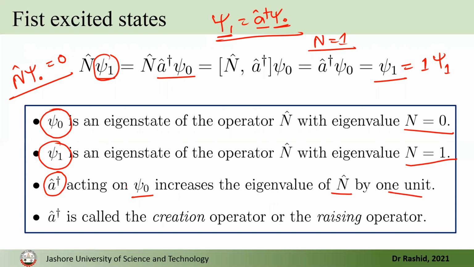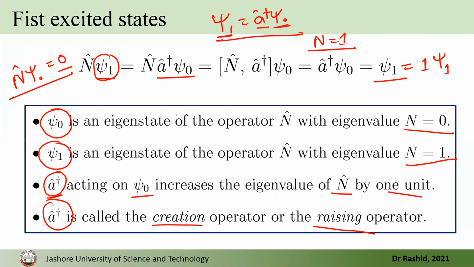Since this is what A hat dagger does when it operates on the wave function, increasing the eigenvalue of the number operator by 1 unit, it's called the rising operator. And since it was 0 for the ground state wave function, we may also call it the creation operator, because there was nothing, then it created a state. That's why A hat dagger is called the creation operator or the rising operator.